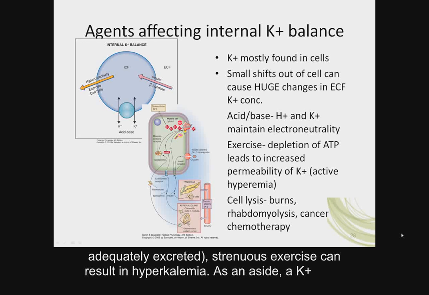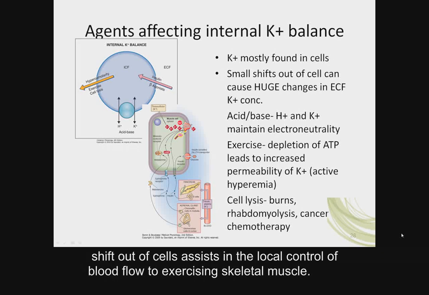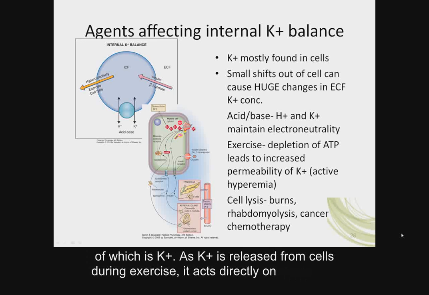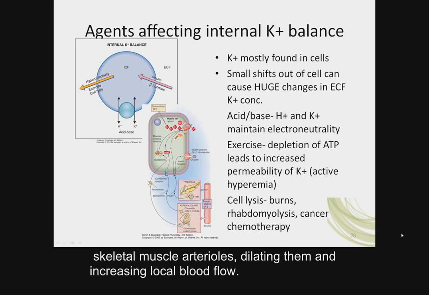strenuous activity can result in hyperkalemia. As an aside, a potassium shift out of cells assists in the local control of blood flow to exercising skeletal muscle. Recall that blood flow in exercising muscle is controlled by vasodilator metabolites, one of which is potassium. As potassium is released from cells during exercise, it acts directly on skeletal muscle arterioles, dilating them and increasing local blood flow.